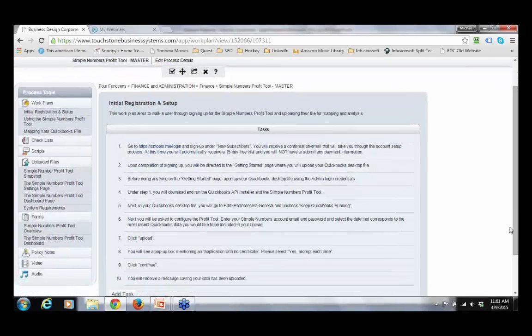There are tools for mapping your QuickBooks file. There are tools for using the file. There are some different snapshots. I'm going to put a link to today's video in this process so that you'll have access to this video that way too, because there's a lot of analysis that Greg did that I think was very helpful when he was describing that sample company, and I think watching that again would be very helpful once you have your own data up in the Simple Numbers tool.